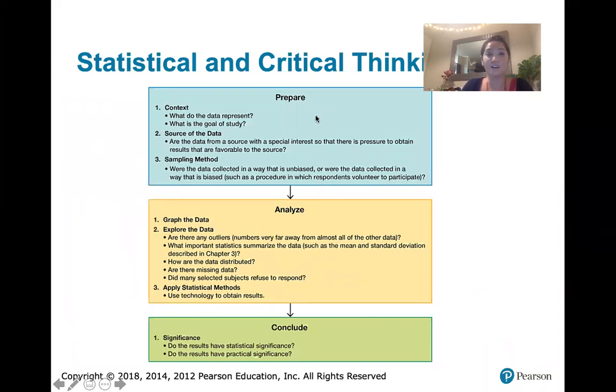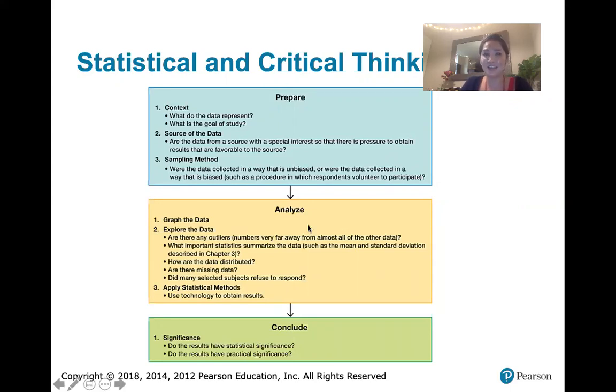When we prepare for our study, we want to consider the context. What do these numbers represent? What's the goal of the study? What's the source of the data? Can we trust them? Are they likely to be biased for one reason or another? And was the sampling method a sound sampling method? Are the results likely to be biased? If it's a voluntary response sample, we don't want to trust that data. It doesn't say anything about the population, although it can say something about the sample who decided to participate. So we do that first. We consider context, source, and sampling method.